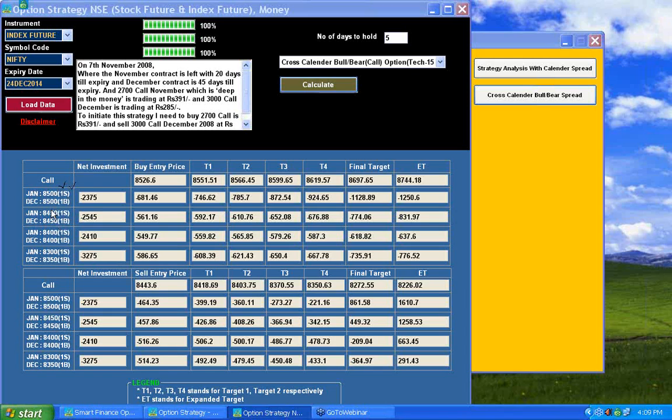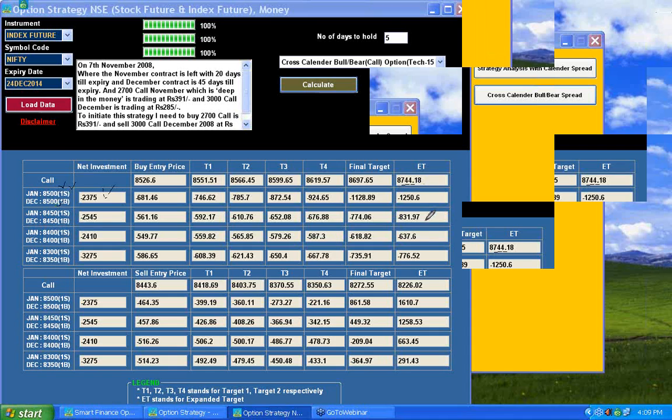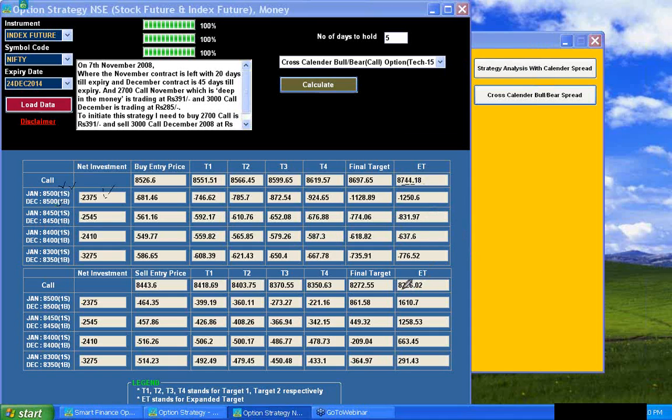January 1 lot you are selling, December 1 lot you are buying. By this process you are investing 2,375, and once the price moves to 8,700 level, you are making a loss, and once the price is moving to 8,200 level, you are making some profit. So if these levels happen in the coming 5 days period, it is going to impact you in that order. So this is how you can form the cross calendar bull and bear spread.